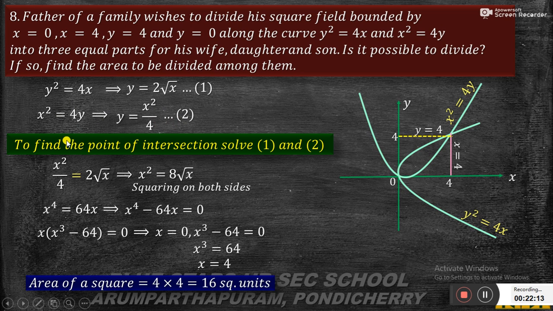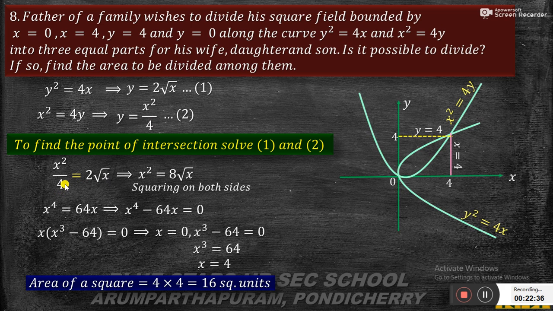So next, to find the point of intersection, we solve equations number 1 and 2. The first equation is y equal to 2 root x. The next equation is y equal to x square by 4. So we compare. The left hand sides are equal because both are y, so the right hand sides are equal. I write x square by 4 equal to 2 root x.